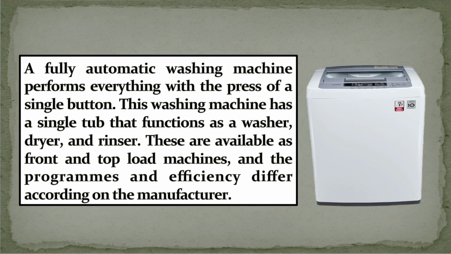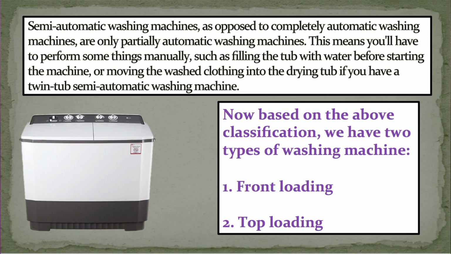A fully automatic washing machine performs everything with a press of a single button. This washing machine has a single tub that functions as a washer, dryer and rinser. These are available as front and top loaded machines, and the programs differ according to the manufacturer.